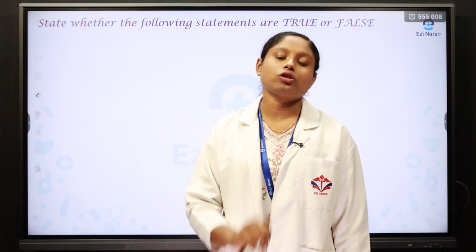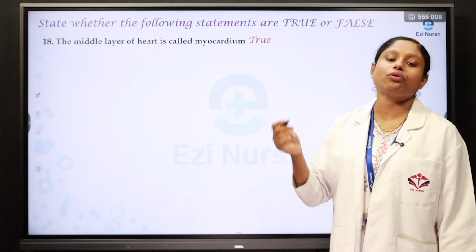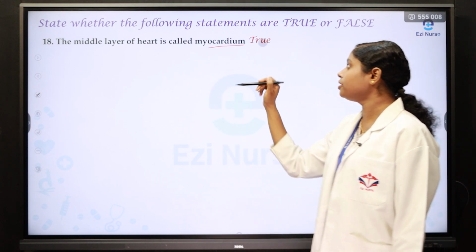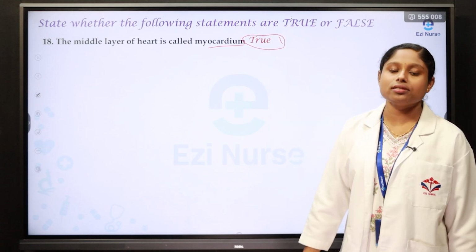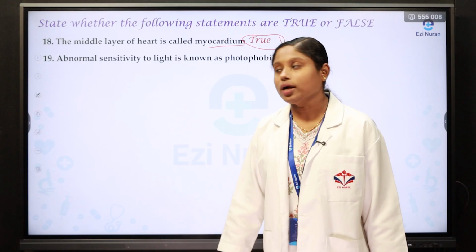So next we will see, state whether the following statement is true or false. You need to write 4 true or false questions. Don't need to write the full sentence, only need to write true or false. So the first sentence: the middle layer of heart is called myocardium. It is a true statement. So the answer is true.